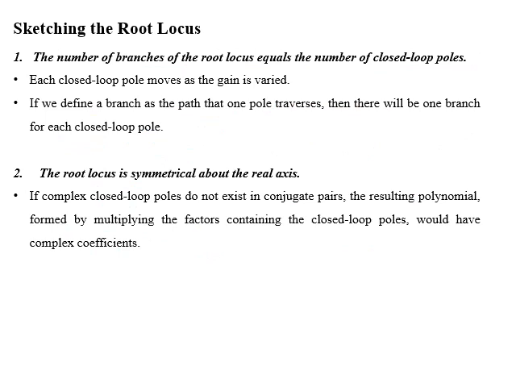Dear students, now we will start the rules for sketching the root locus. The first rule is that the number of branches of the root locus equals the number of closed loop poles. Now we know that if gain of the system is varied, each and every pole of the closed loop system will move. So we define a branch as a path that one pole traverses, then there will be one branch for each closed loop system pole.